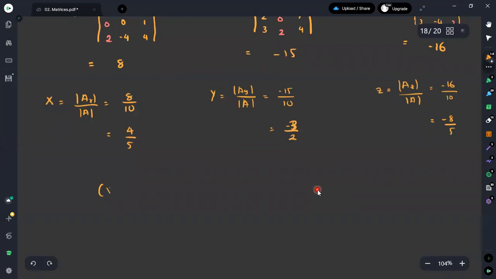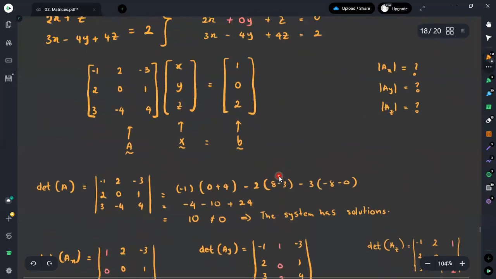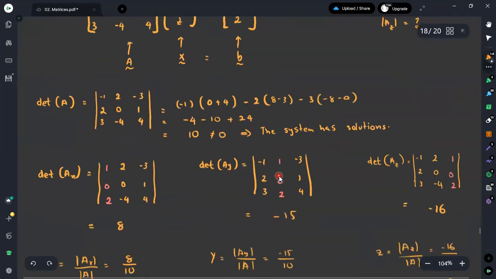Now you can write them as a set of values x, y, z. You can write it as 4 over 5, -3 over 2, and -8 over 5 as the final answer. Therefore, this is the way of using Cramer's rule to obtain the answers.